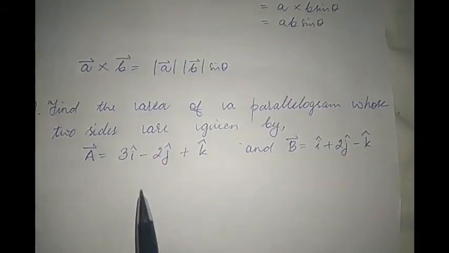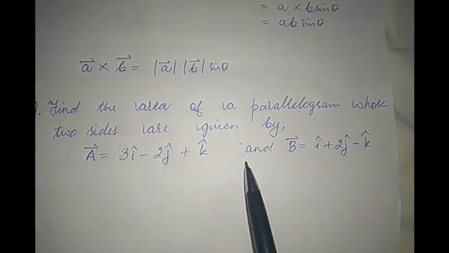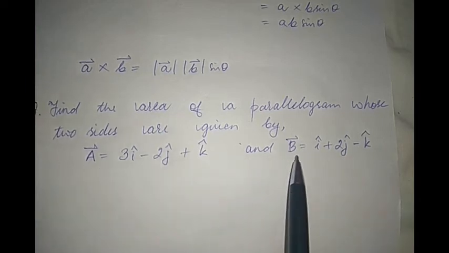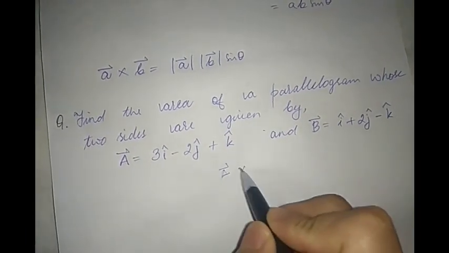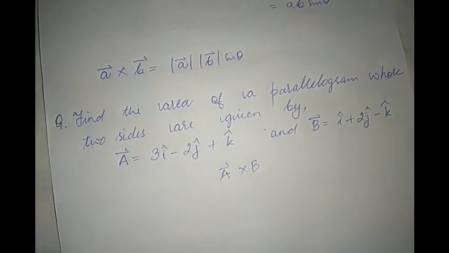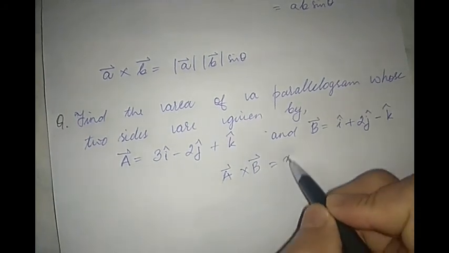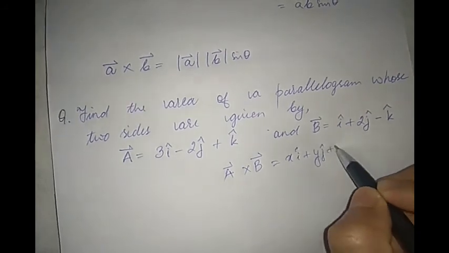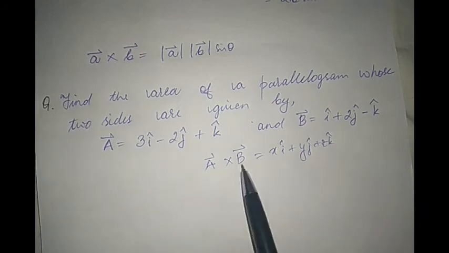Therefore, you might get a question like this. Find the area of a parallelogram whose two sides are given by a, which is this much, and b, which is this much. Alright. So, what you will do here is find the cross product between these two vectors. So, you will find a cross b. You will do the calculation, and you will get a vector. Say, for example, a cross b comes out to be some number x i cap plus y j cap plus z k cap. Of course, you'll get it in terms of this. So, a cross b is this much.